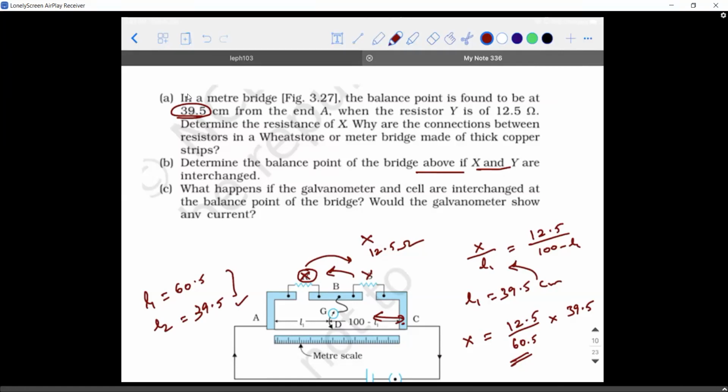What happens if the galvanometer and cell are interchanged at the balance point of the bridge? Would the galvanometer show any current? The answer is no. This is a very important one mark question. You can observe experimentally that when the galvanometer and the cell are interchanged exactly at the balance point of the meter bridge, there is going to be no change. That is, the galvanometer at that point is not going to show any kind of deflection.